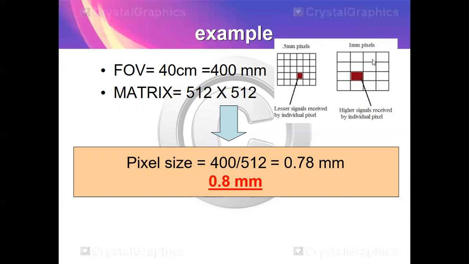So as you can see, pag malaki yung pixel size, ayan, 1 mm pixel, and compare natin siya sa 0.5 mm pixels. Mas maliit yung 0.5 compared to 1. So higher signals are received by the individual pixel, pero poor ang kanyang resolution. Pero pag maliit yung pixel size, lesser signals are received by the individual pixel, pero maganda naman yung kanyang resolution. Kaya nabanggit kanina, mas maliit yung pixel size, mas maganda yung image resolution.